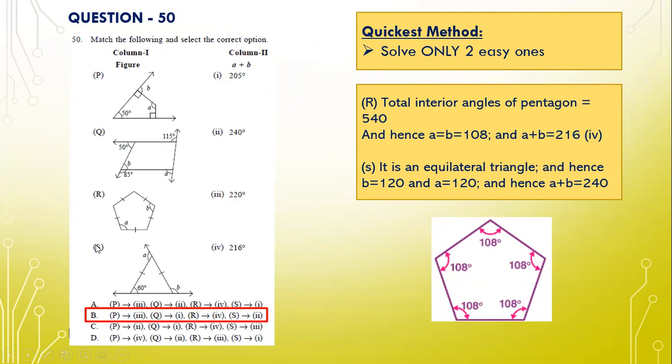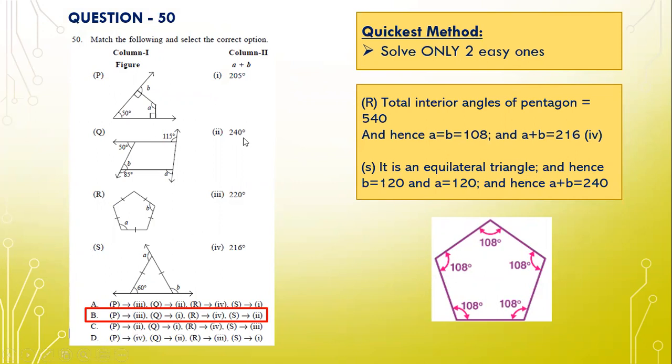And for S, again, this is an equilateral triangle, because this is the same side, this is the same side. So if this is 60, then this is also 60. And then what is the remaining angle? It will also be 60, because sum of angles is 180. 60, 60, 60, equilateral triangle. If this is 60, then what is B? Adjacent angles. If this is 60, then B is 120, because 120 plus 60 is 180. Again, if this angle is 60, then what is A? It will be 120, isn't it? Because 120 plus 60 is 180, adjacent angles. So A is 120, B is 120. So 120 plus 120 is 240.